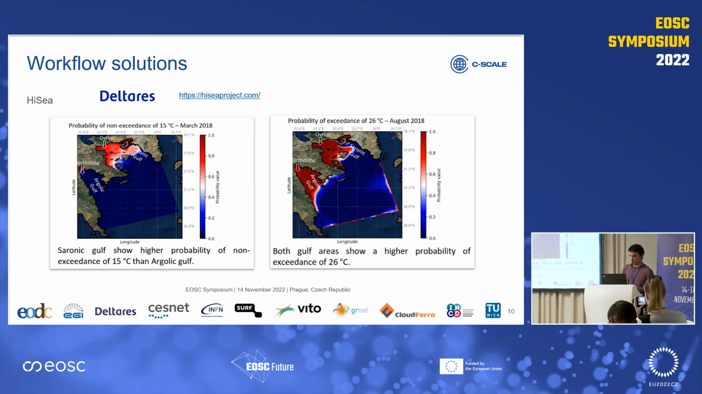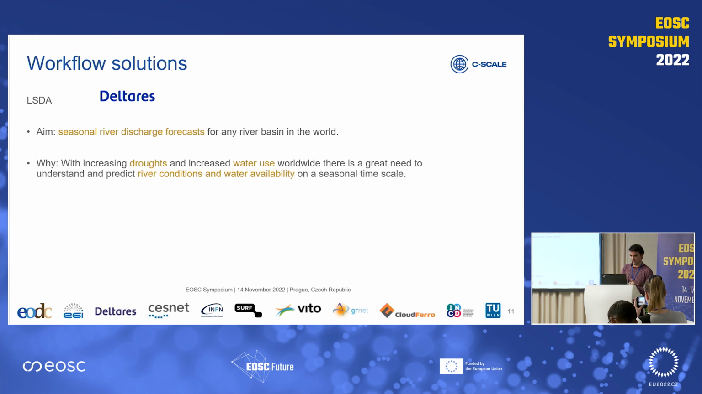So then we move to the LSDA use case, and the goal of the use case is to provide forecasts for seasonal river discharge, and this is because, with recent droughts and water use increasing, we want to have a prediction of water availability and river conditions depending on the season.